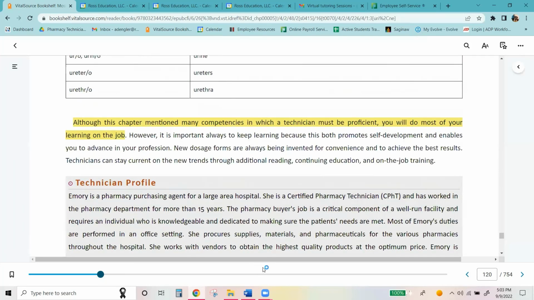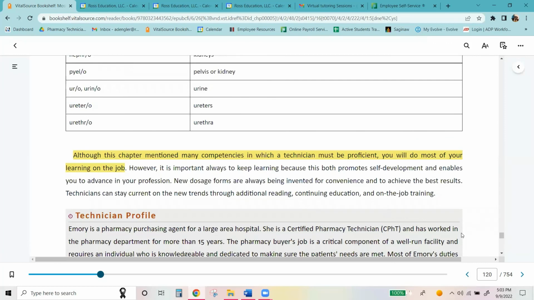Although this chapter mentioned many competencies in which a technician must be proficient, you will do most of your learning on the job. It is important to always keep learning because this both promotes self-development and enables you to advance in your profession. New dosage forms are always being invented for convenience and to achieve the best results, and technicians can stay current on new trends through additional reading, continuing education, and on-the-job training.